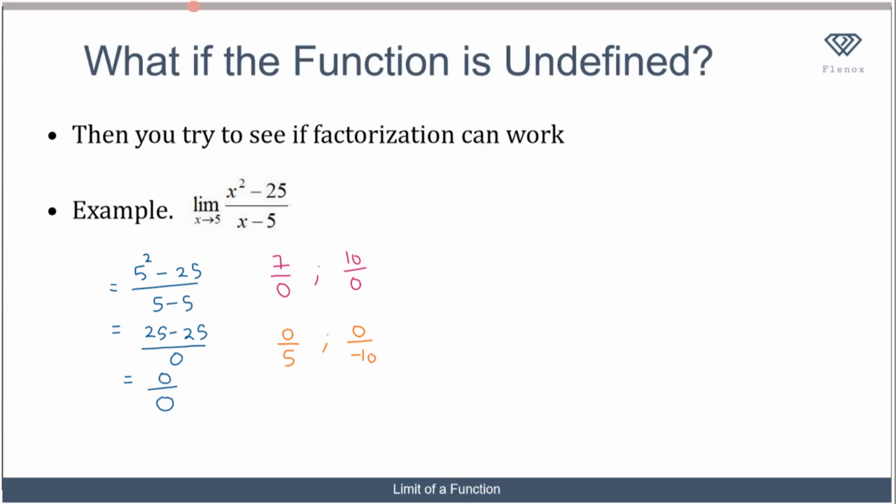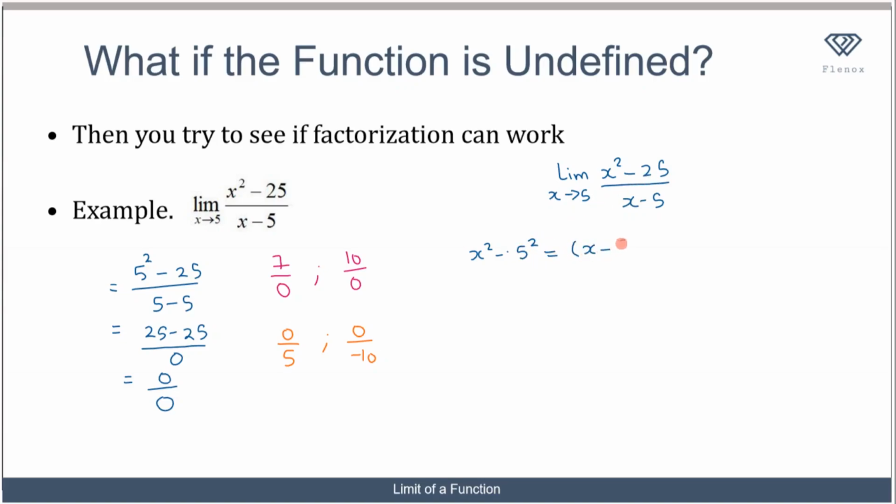So let's apply factorization. Now we can try to factorize this numerator. We are trying to evaluate the limit of x squared minus 25 over x minus 5 as x tends towards 5. I can try to factorize this numerator, and to do that, if you recall from our difference of two squares discussion, we mentioned that x squared minus 25 can be written as 5 squared, can be written as what?